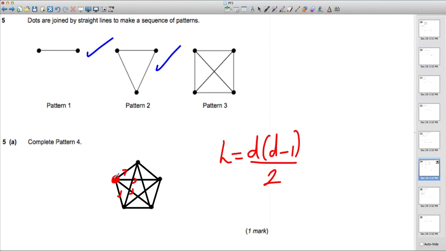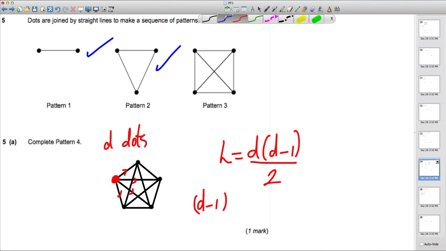So say in this case there are 1, 2, 3, 4, 5 dots. From each dot comes out 1 less line. So there are D minus 1 lines coming out of it. If there are D dots, then there are 1 less line. So there are D minus 1 lines.